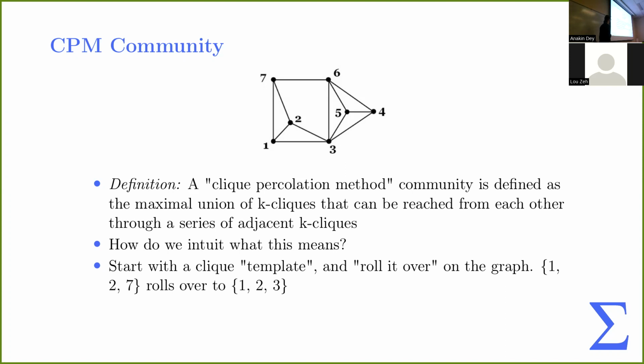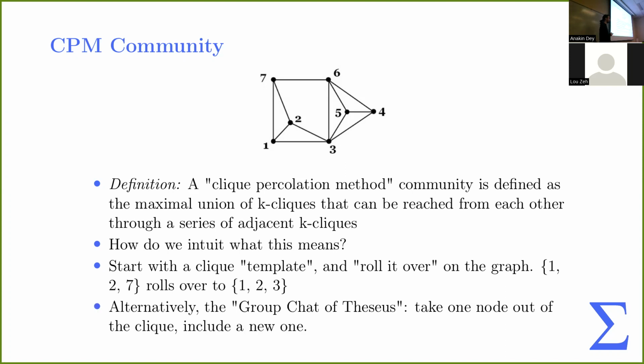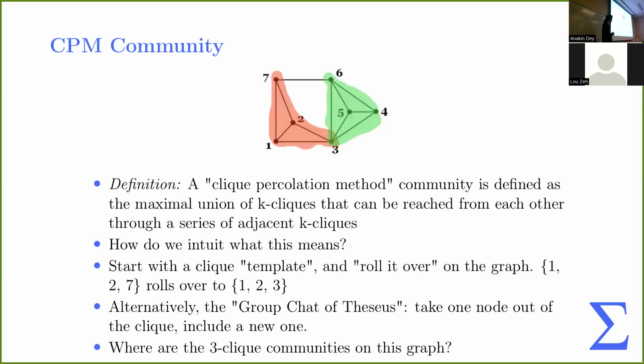An idea I came up with was like a group chat of Theseus, where you take someone out and put someone new in. And as long as you keep doing that, and they're all cliques, then it's a valid community. And so on this graph, there are 2 3-clique communities, which are the red and green. So if you ran the CPM algorithm on it, you get that. They kind of make sense, right? They're connected to each other. It sort of intuitively looks like what you would think are the clusters on the graph.